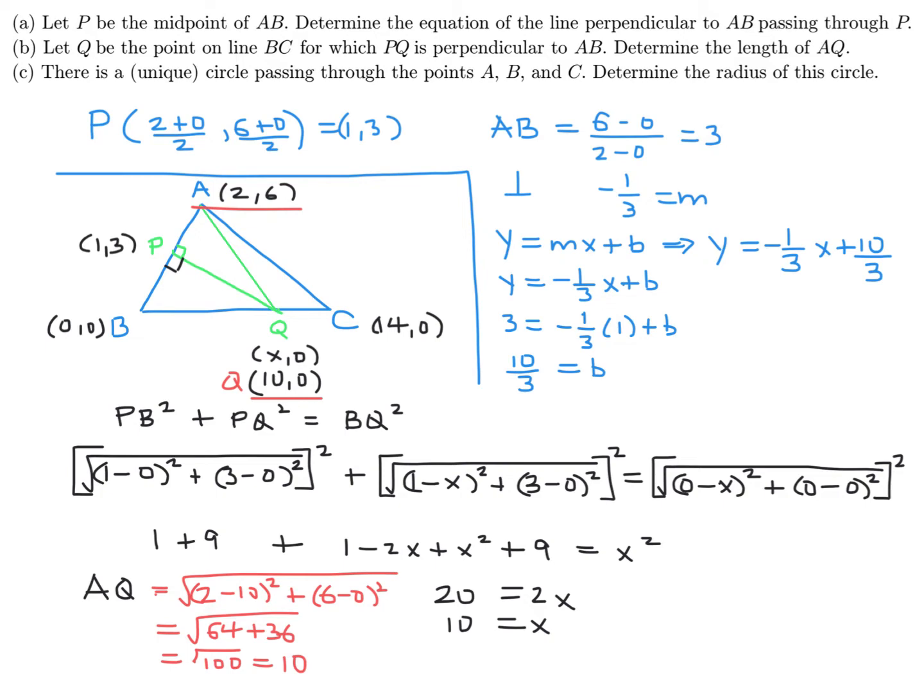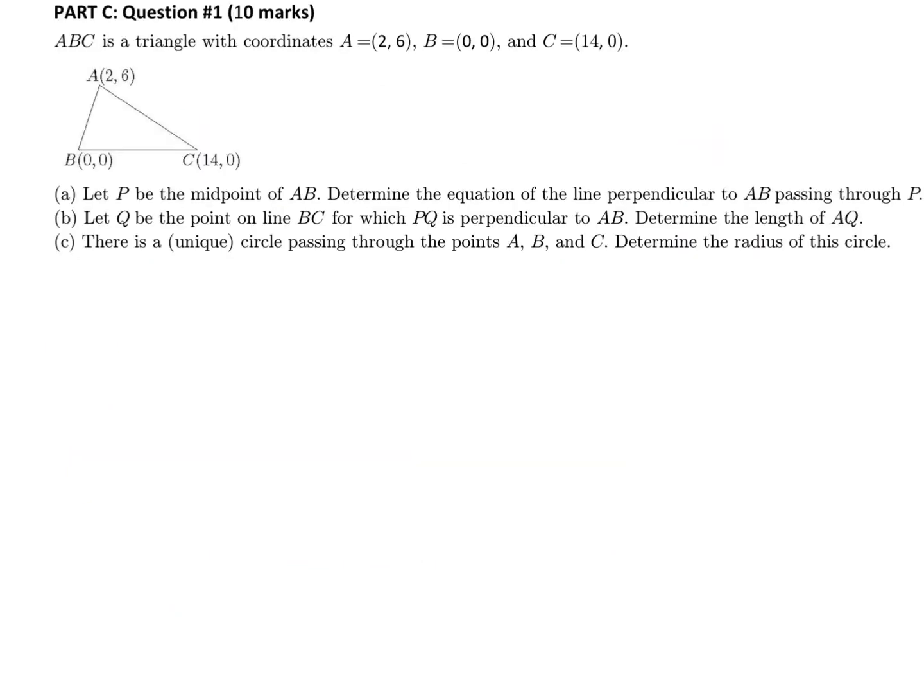See, there is a unique circle passing through points A, B, C. Determine the radius of this circle. So what they are saying is that there's a circle that goes through the points A, B, and C like that. And we have to figure out the radius of that circle.